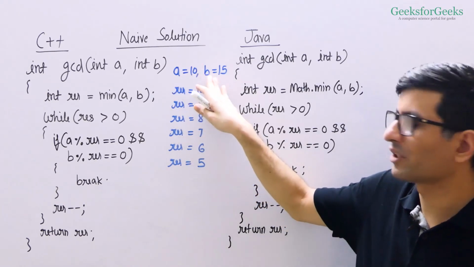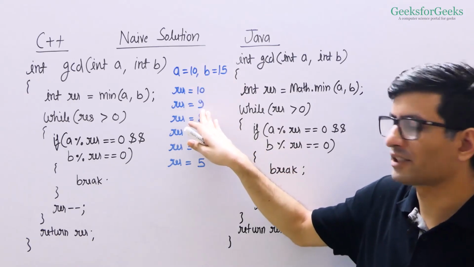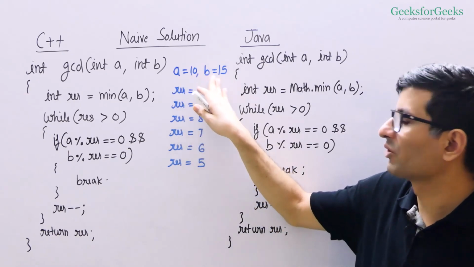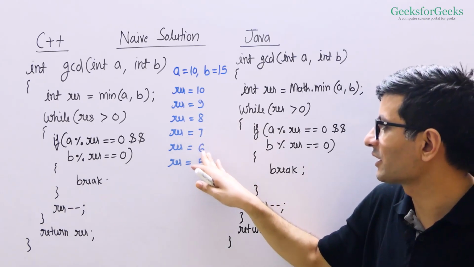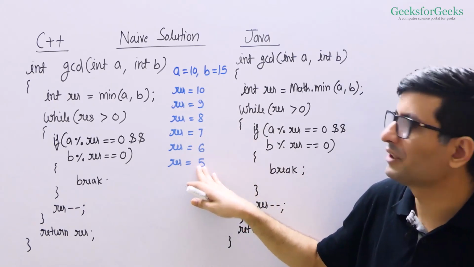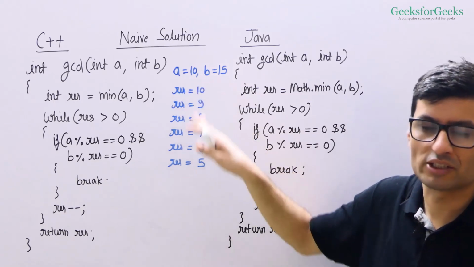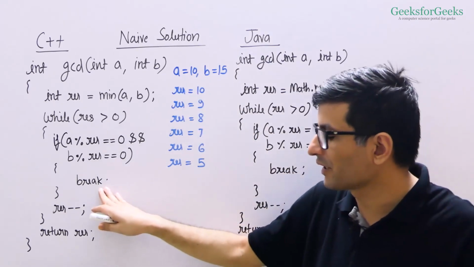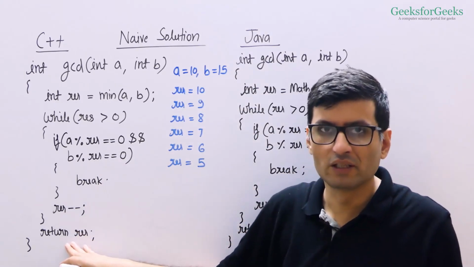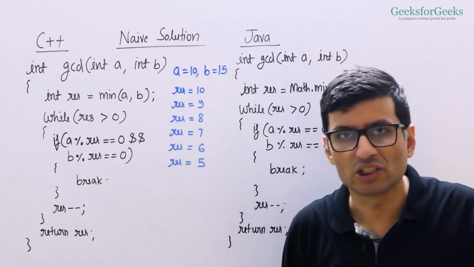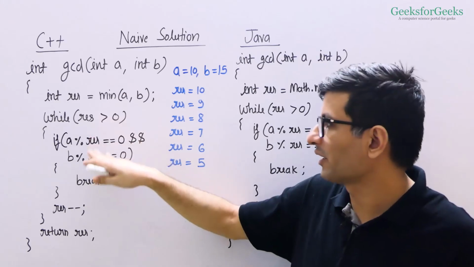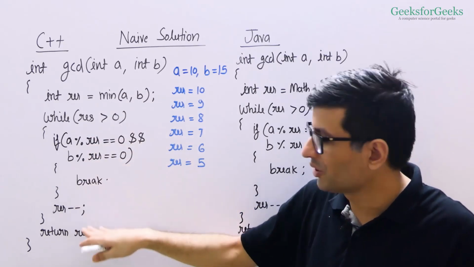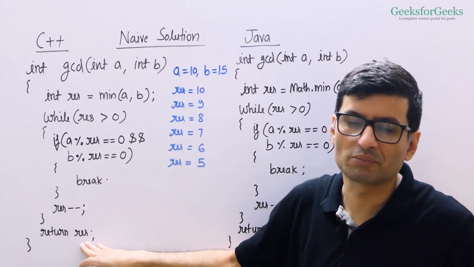In this case, it does not divide both a and b. So we try the next smaller number 9. 9 does not divide both of them. Then we try the next smaller number 8, then 7, then 6, then 5. At 5, we see that it divides both of them, right? So our loop breaks at 5 and we return 5. Even if your GCD is 1, what will happen? You will go inside this loop for 1 as well, right? So you will break for 1 as well and you will return 1 in this program.